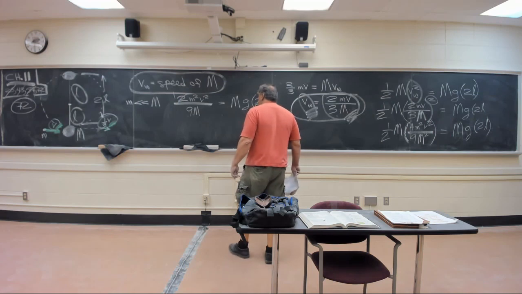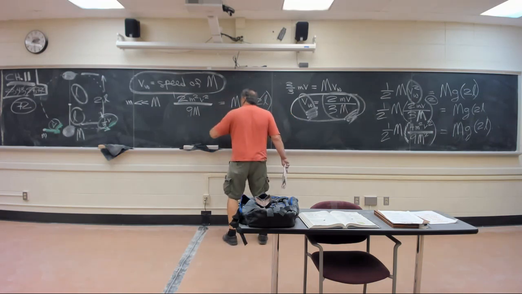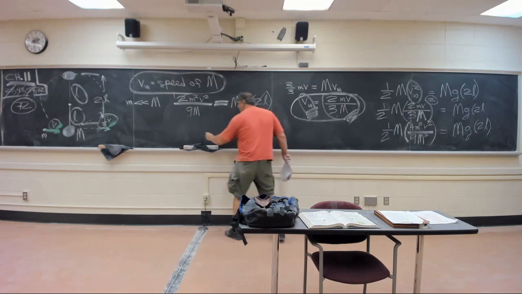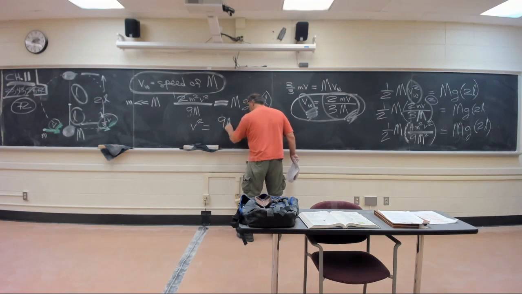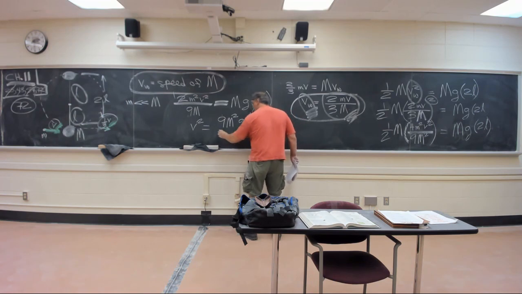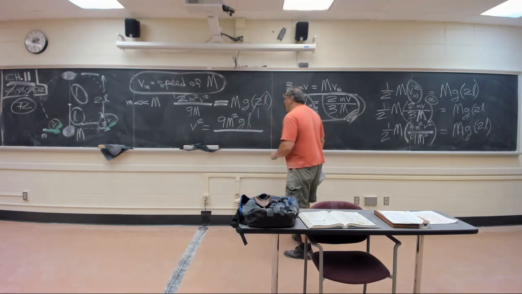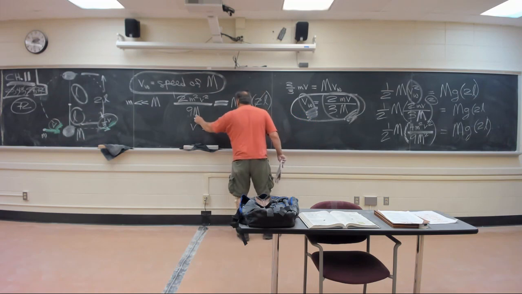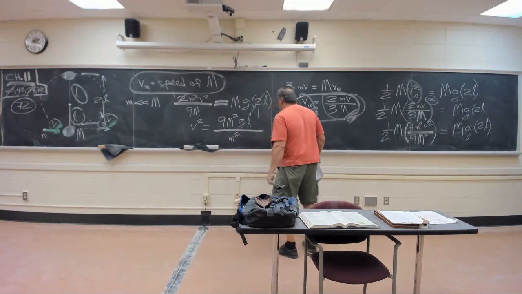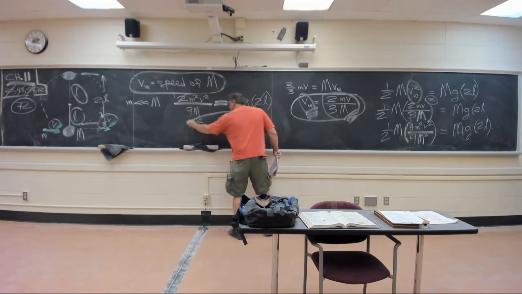What do you say you multiply by 9 capital M? Multiply by 9 capital M on each side, and then divide by m squared. Okay. Now we're here.